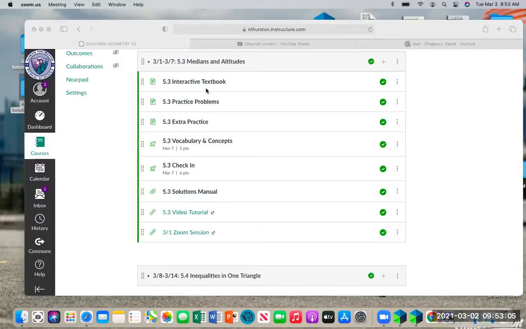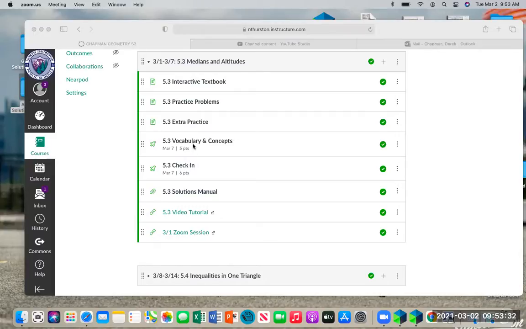Like always, interactive textbook pages are right there. Practice problems. Make sure you're completing these, right? Make sure you're practicing the skill that you're learning. Without practice, it's going to be rough on the test. So make sure you're doing those problems. There's a little bit of extra practice if you need some. Maybe there were just one or two problems that dealt with the concept and you're not comfortable with it, so you want to look at it a little bit more. You can access that information there.